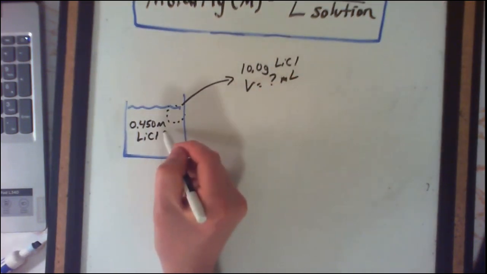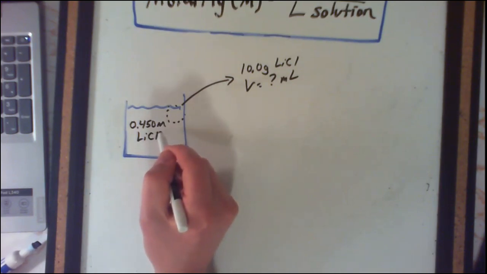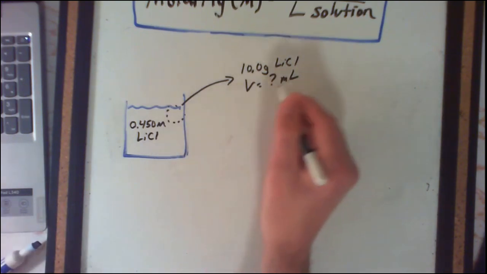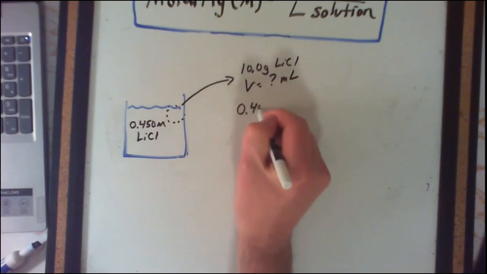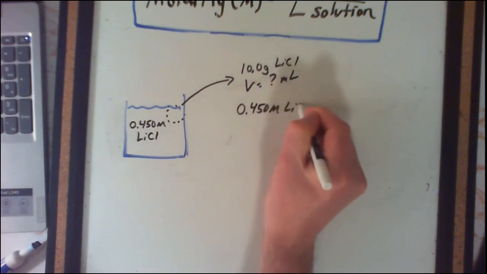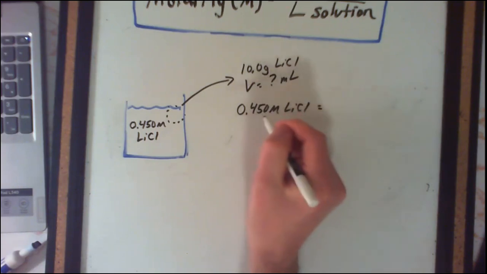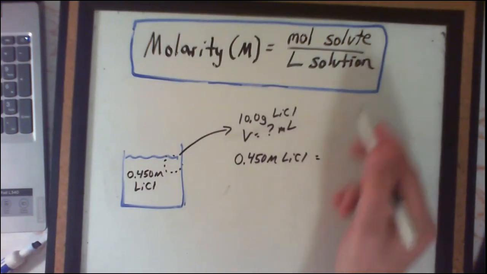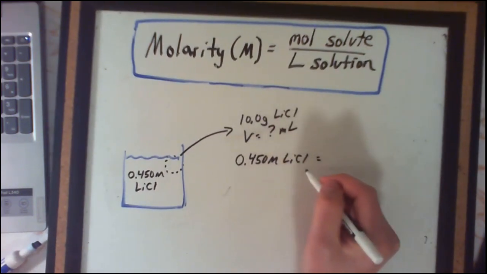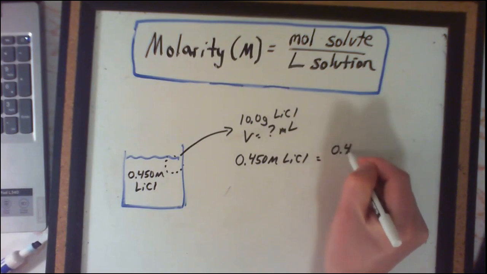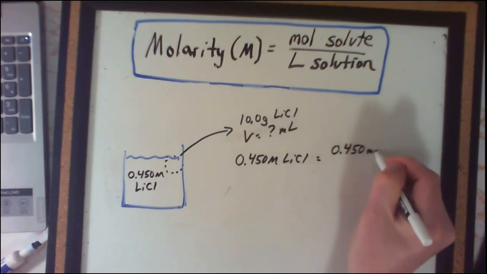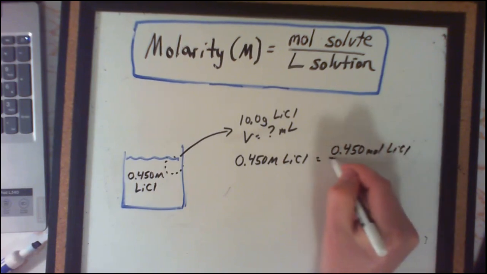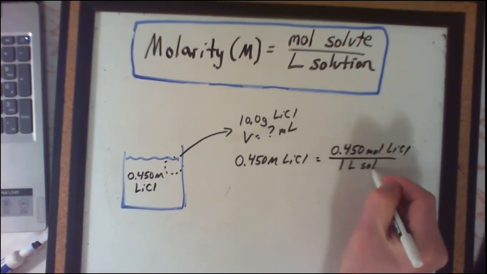So notice we're given the molarity. As I said in the previous example, at some point we need to use that molarity to relate moles of solute to liters of solution, or vice versa. Because a 0.45 molar lithium chloride solution means, and I think it's helpful to take this capital M and rewrite it based upon its definition, a solution prepared such that we have 0.45 moles of lithium chloride dissolved per liter of solution.